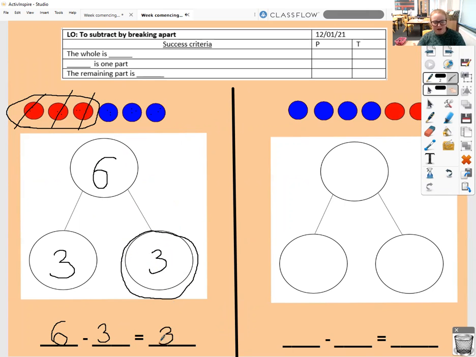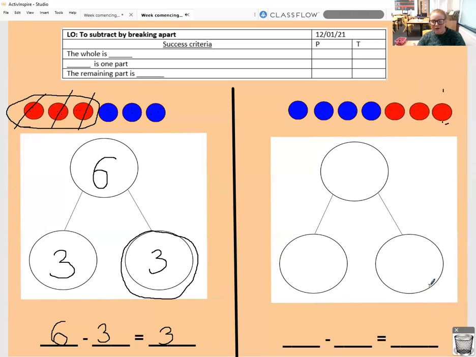So here is my whole, here is my first part, and here is my remaining part. Fantastic. I would like you now to pause this screen, have a go at this one on your own, and come back for us to check it together. Off you go.